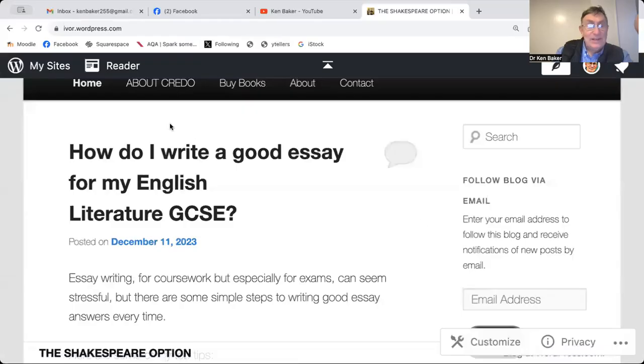So let's just talk about how you write an essay for a GCSE English literature assignment, any essay. It's always best to do it as simply as possible. Here we go, with the simplest plan.